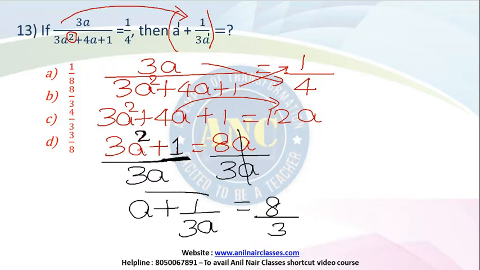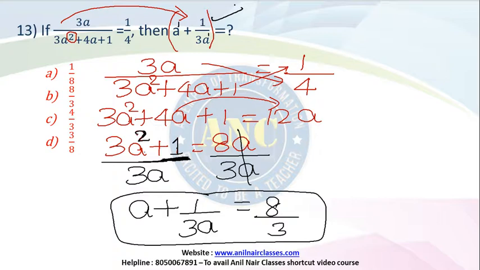And they are also asking in the question what is the value of a plus 1 by 3a. That itself is being asked in the question. What is the answer? We got 8 by 3. The answer for this question is option B. That means one simple conclusion: always try to travel from degree 2 to degree 1. Try to split it, make it degree 1, so that it will not be a complex calculation. I hope the idea is clear from the last 4 or 5 questions we have solved.